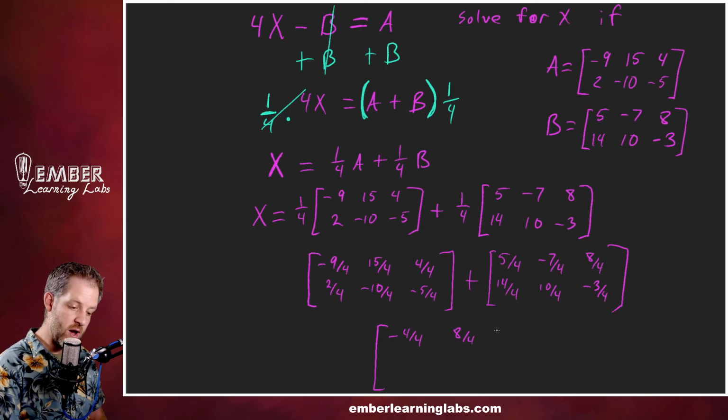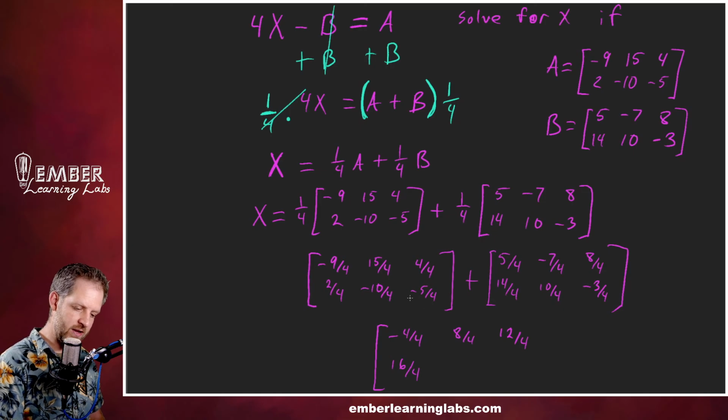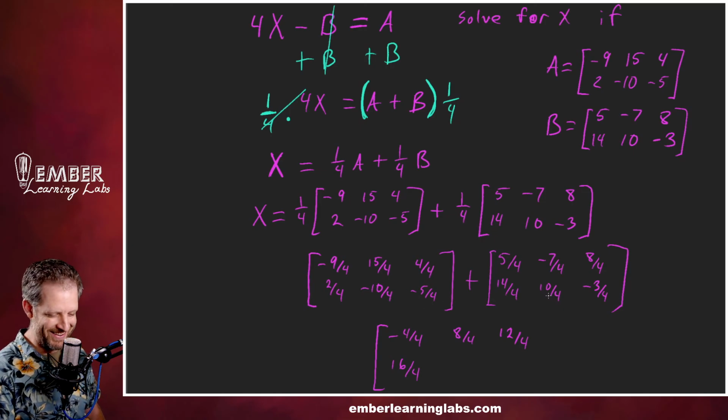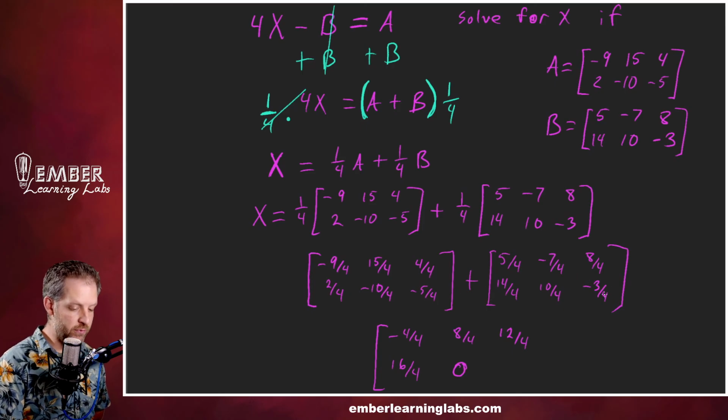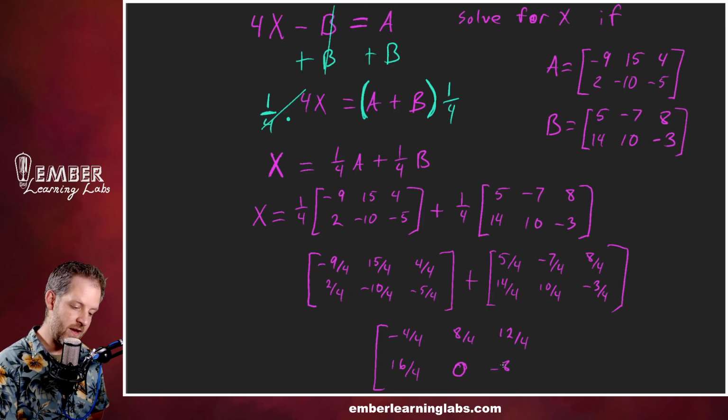Positive 12/4, which does in fact reduce. 2/4 plus 14/4 is 16/4. -10/4 plus 10/4 is 0. That one's nice. That one does not reduce. It's as reduced as it can be. -5/4 plus -3/4 is -8/4.